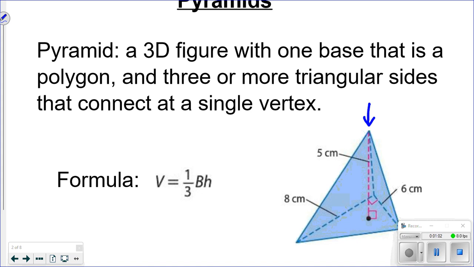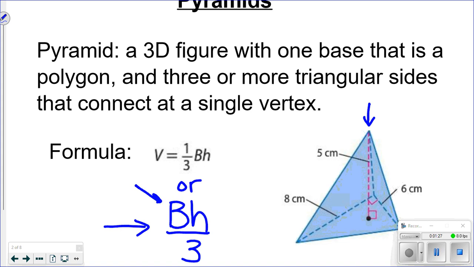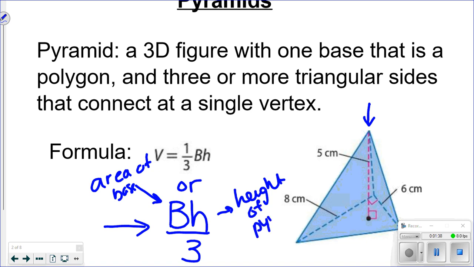Now, the formula for volume of a pyramid looks like this, or an easier way to do it would be the area of the base times the height, all divided by 3. A lot of people would not like to mess with the fraction, and so they would really enjoy dividing by 3 instead of multiplying by a third. So the formula for a pyramid, and remember the big B is the area of the base, the H is the height of the pyramid, and then dividing that whole thing by 3.